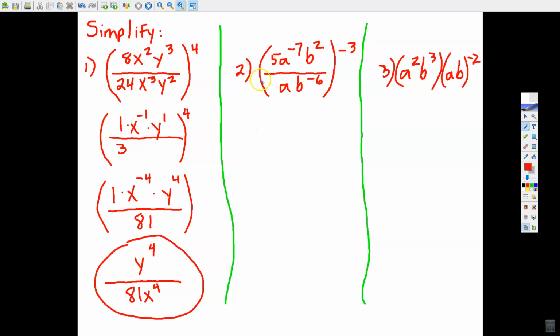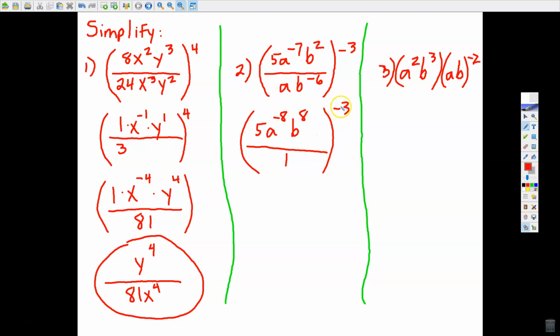For number 2, I'm going to follow the same type of strategy. I'm going to simplify within the parentheses first. So 5 over 1, can't really reduce that, of course. But when I simplify these two a's, remember I'm subtracting the exponents when I'm dividing. So it's going to be a to the negative 7 minus 1 power, which is negative 8. And b is going to be to the 2 minus negative 6 power. 2 minus negative 6 is positive 8. And I didn't really need this divider, but if you want to, you can go ahead and put 1 down there.